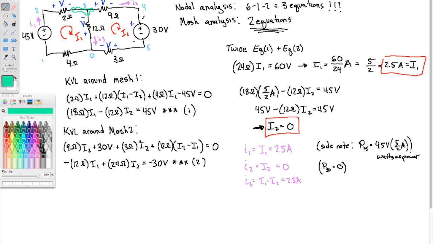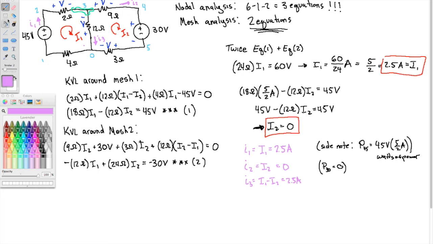Okay, so there are our branch currents. So we've got 2.5 amps out this outer mesh. Or no, excuse me, the left mesh here. The left mesh, there's 2.5 amps just going around like this. So the 2.5 amps goes through the 45 volt source, through the 2 ohms, through the 12 ohms, through the 4 ohms, and back like this. And there's no current going this way, through the 3 ohms, through the 9 ohms, through the 30 volts.